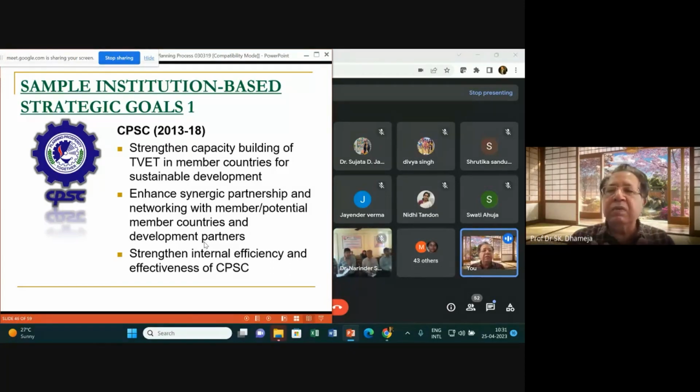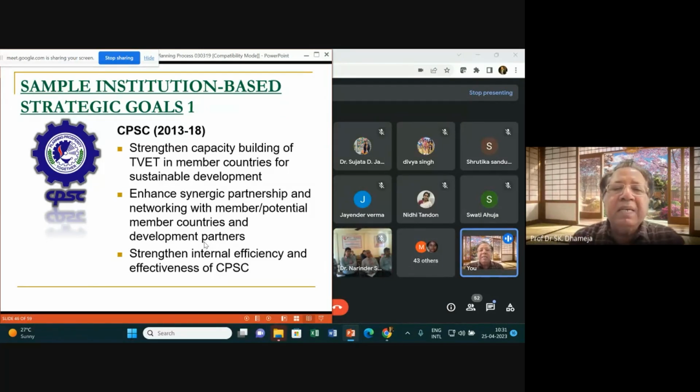And who are the stakeholders? The people in the TVET system, the technical and vocational system, all the people at the policy level, at the curriculum level, the teachers, the trainers, we build their capacity. So the first is to strengthen the capacity building. It's like an external goal, of our stakeholders basically.